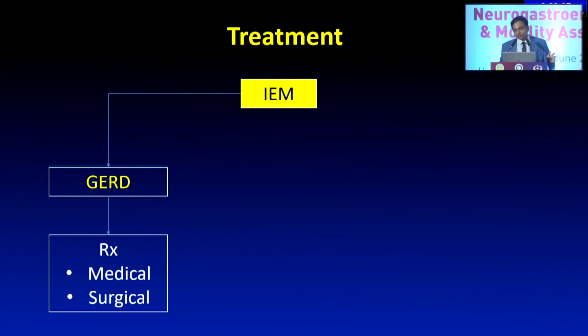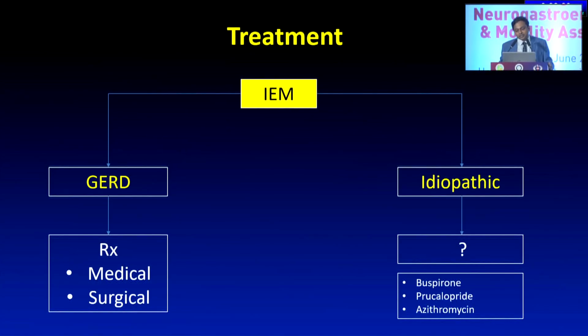So ineffective esophageal motility, how do you treat? Seek out for GERD. If there is GERD, this is the only option that we can follow and treat. If there is no GERD, the options are very limited. Prokinetic agents have been tried, but with little success. We still have no clear answers what should be done with this.